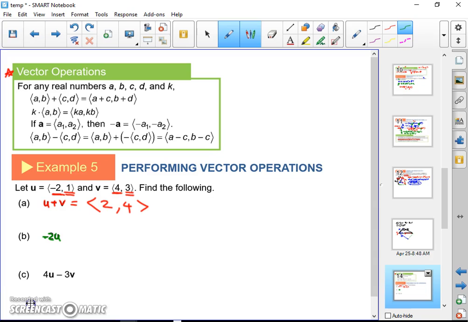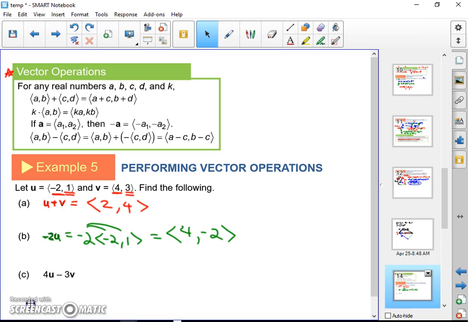u vector. And so, I don't know that you need to write this, but I guess you could. It's kind of like distributive property, I suppose, but we're just multiplying each piece of the vector by negative 2. We're going to get negative 2 times negative 2 is positive 4. Negative 2 times 1 is negative 2.